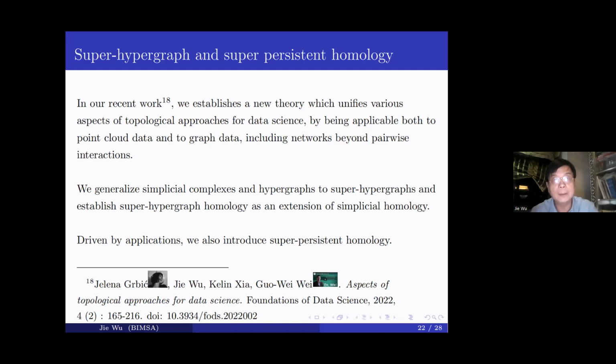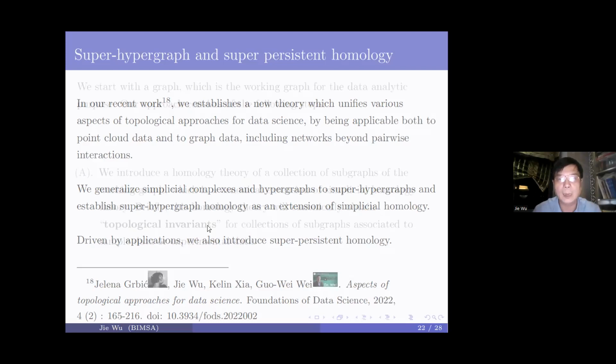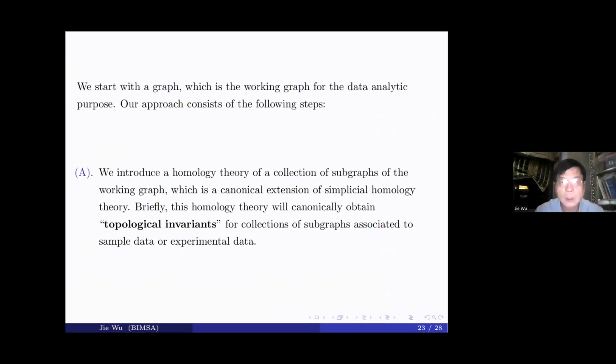So that means that given one graph data, when we talk about topological features, you have to see which homology you apply, because through different views you can construct different complexes. You may produce different homology, so you get different topological features.